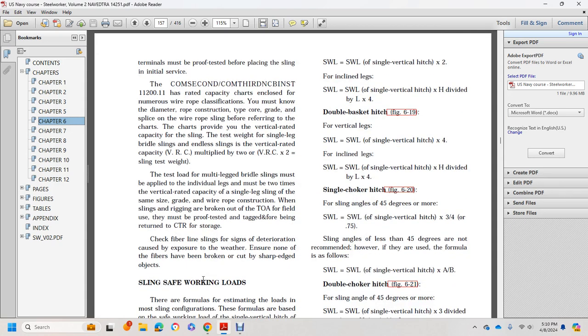Check fiber line slings for signs of deterioration caused by exposure to the weather, and check that none of the fibers have been broken or cut by sharp edges of the object.